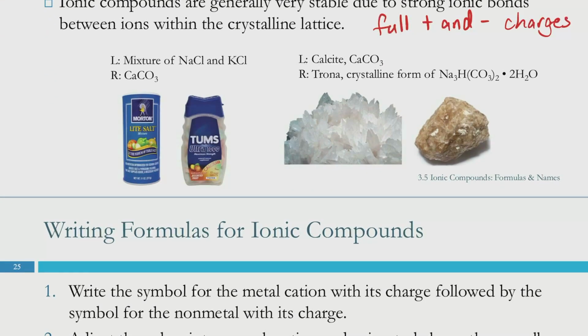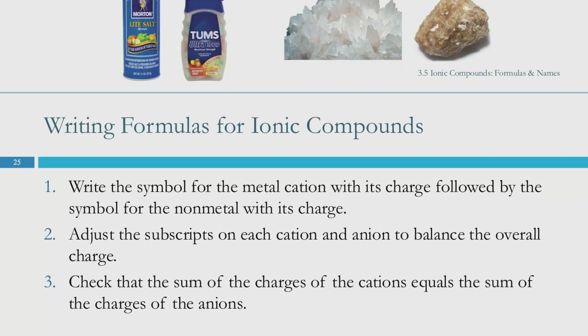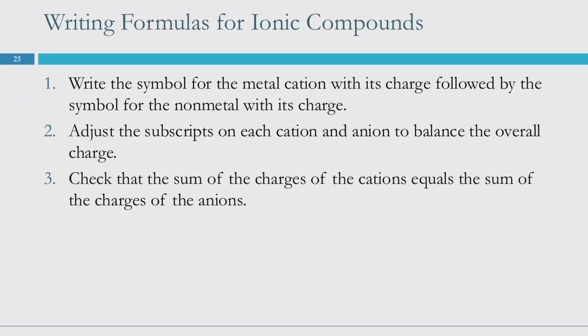When we are writing formulas for ionic compounds, we write the symbol for the metal cation, or just the cation, with its charge, followed by the symbol for the nonmetal with its charge. This is just starting to write the formula. So we're going to figure out what's our cation, what's our anion, and what are their charges. And then we need to get the charges to balance. So we're going to adjust the subscripts on our cation and anion to get the positive and negative to cancel out.